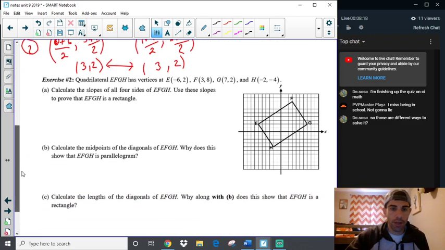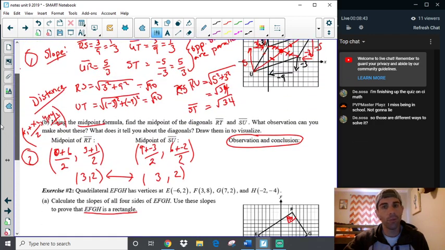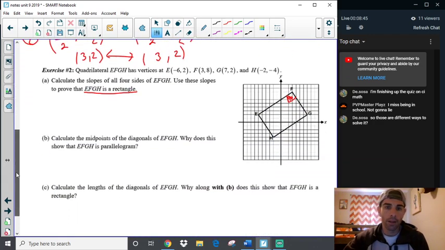Now let's look at exercise 2, which gives us here another quadrilateral, and it says calculate the slopes of all 4 sides. Use the slopes to prove that EFGH is a rectangle. So now again, it's still all of the same rules as a parallelogram, but what is the big difference? The rectangle, we better have 90-degree angles. Whereas the last one, if you look at the parallelogram, we don't have 90-degree angles.